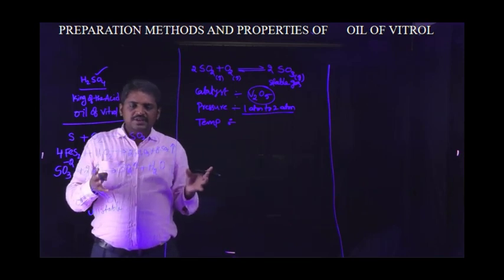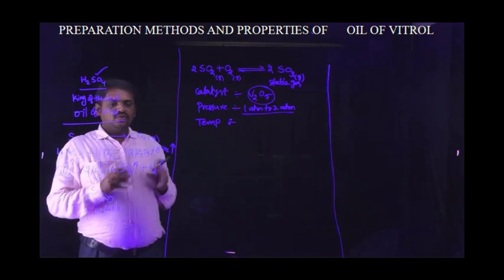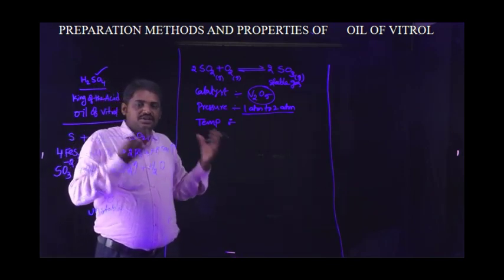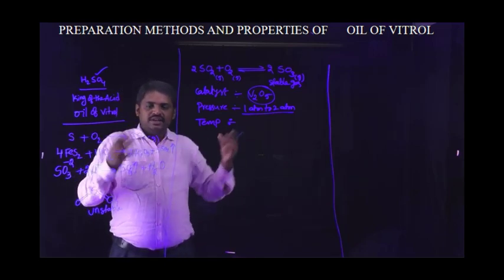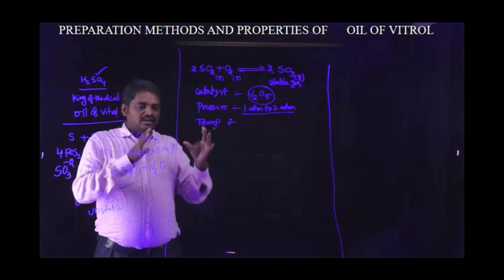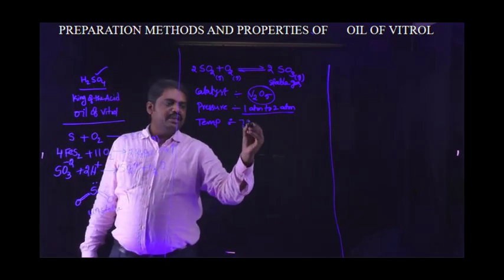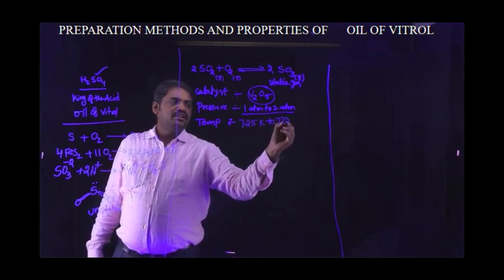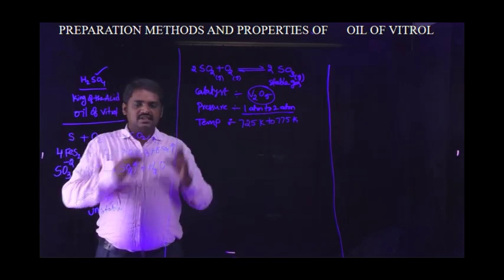That point is the basis for increasing the temperature. When the temperature is increased, the kinetic energy of the reactant molecules also increases, and automatically the reaction rate also increases. So in this reaction the temperature is maintained at 725 Kelvin to 775 Kelvin. This is the optimum temperature in this reaction.